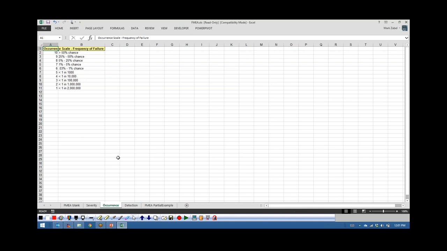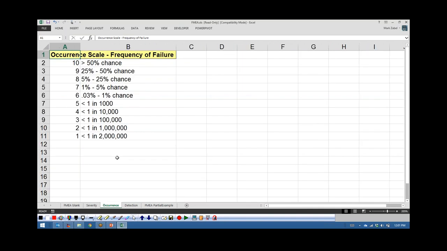Occurrence is a difficult one. I've put in here one that might work for you, but it might not. Like this would be maybe at a high volume manufacturing company, maybe 1 in 2 million is reasonable. At your company, maybe you have to talk about a different scale. All right, but it's good to talk about what those scales are beforehand, something I did not do with this group. But I didn't want to inundate us with too much before we went forward.